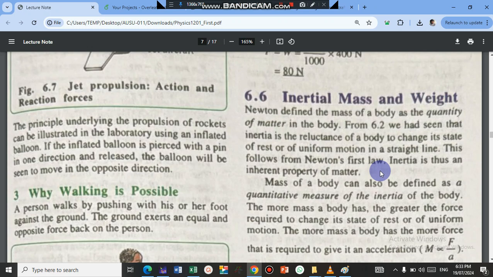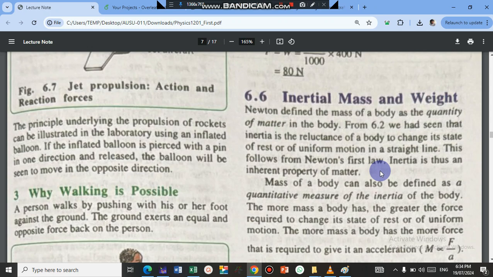If a body is already in uniform motion, that body wants to remain in motion. It doesn't want to be stopped. If anything tries to stop it, it will show resistance. It doesn't want to be at rest. It wants to continue being in motion. We say it has inertia of motion. When an object is at rest, it has inertia of rest.